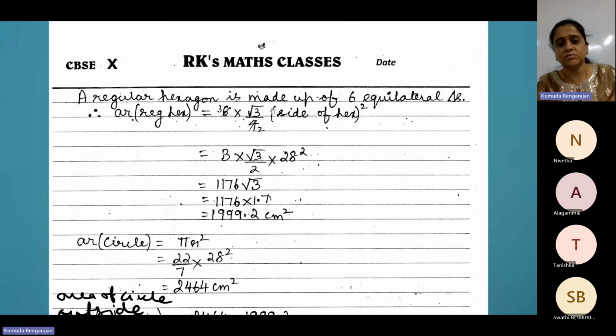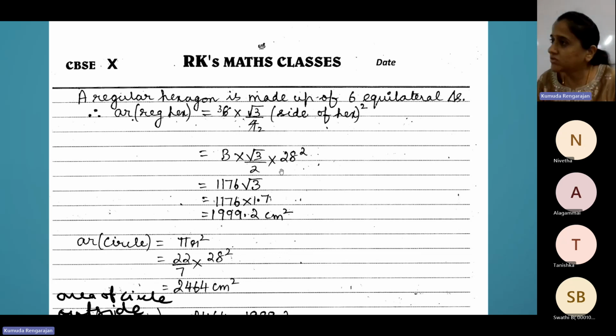So a regular hexagon is made of 6 equilateral triangles. Area of regular hexagon is equal to 6 into root 3 by 4 into side of hexagon square. Okay, so you can see I've cancelled 6 and 4. So we have 3 into root 3 by 2 into 28.